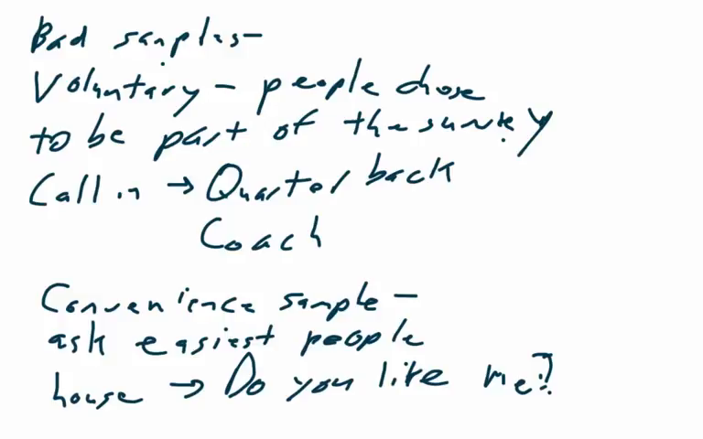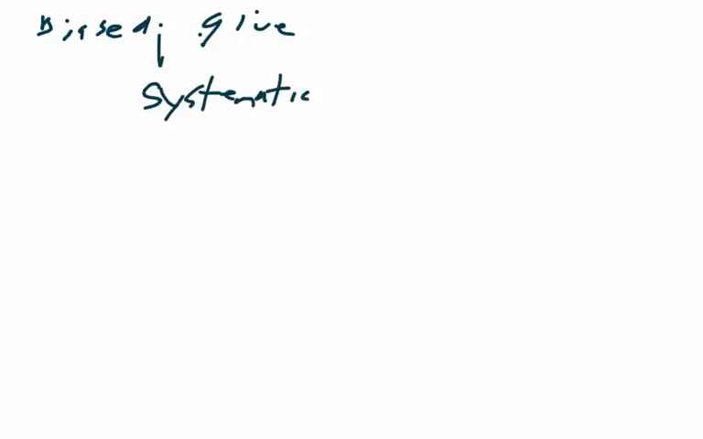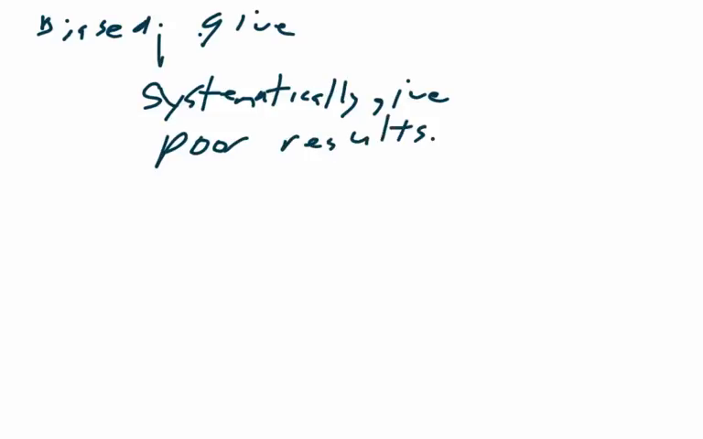These are samples that are called biased because they do not give, systematically, I should put, systematically give poor results. So that's the start of Chapter 5.